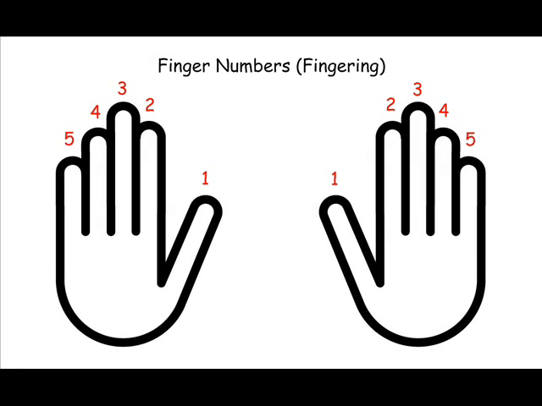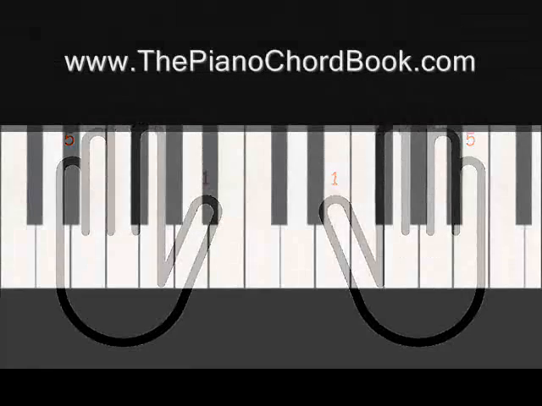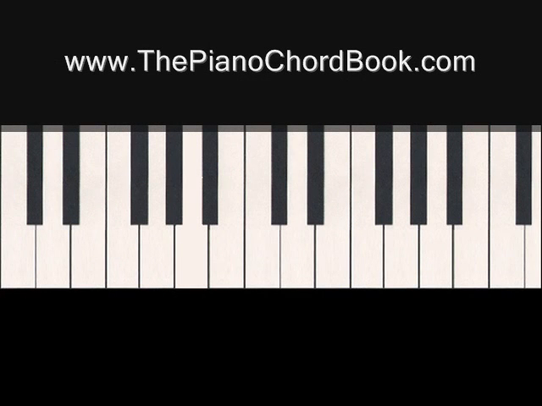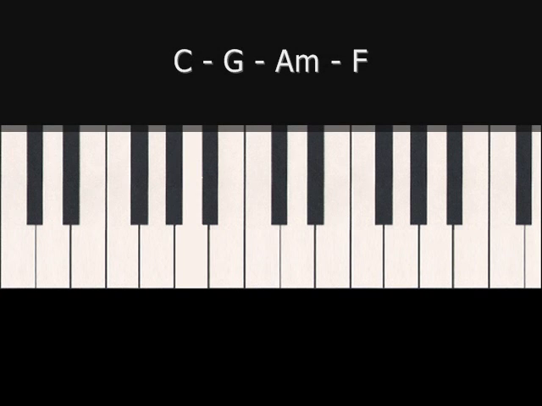Now let's look at how we could play the chord progression C, G, A minor, F using inversions and also paying attention to what fingers we use to play each chord. We'll start with a C in root position and use fingers 1, 3, and 5. That's our thumb, our middle finger, and our pinky in our right hand. From here we're going to move to a G chord.